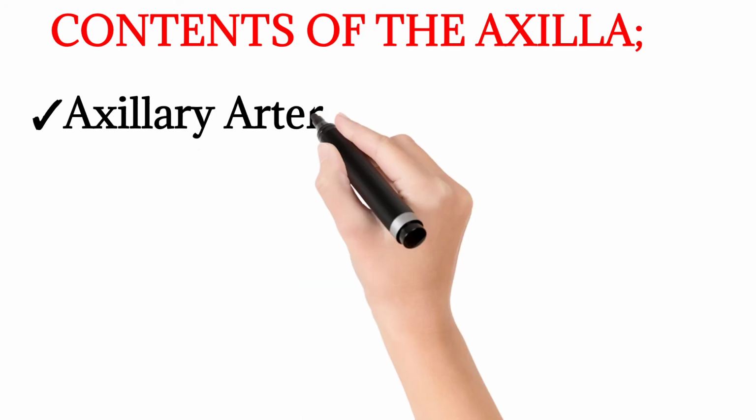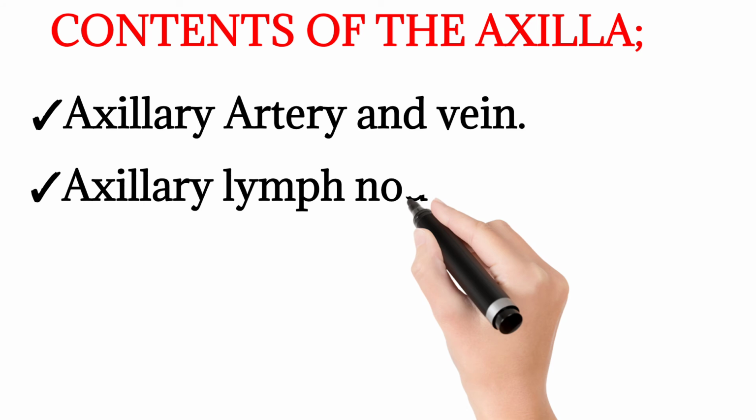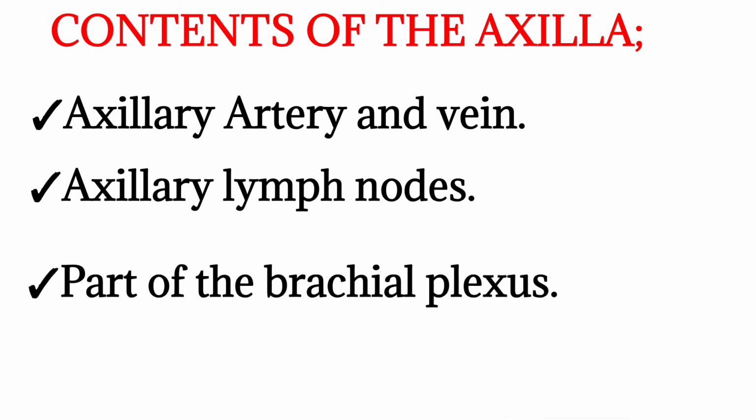Contents of the axilla. The contents include the axillary artery and vein, axillary lymph nodes, and part of the brachial plexus, specifically the cords of the brachial plexus.